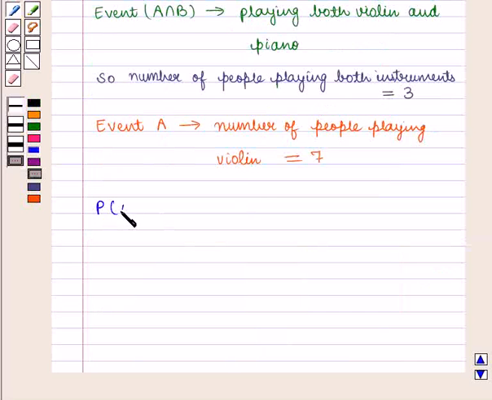So probability of event A intersection B will be equal to number of favorable outcomes, which is equal to 3 upon total number of outcomes, that is given to us as total number of musicians, which is 15. So probability of event A intersection B will be 3 upon 15. And probability of event A is equal to number of favorable outcomes upon total number of outcomes. So number of favorable outcomes of event A is 7 upon total number of outcomes, that is 15. So probability of event A is 7 by 15.